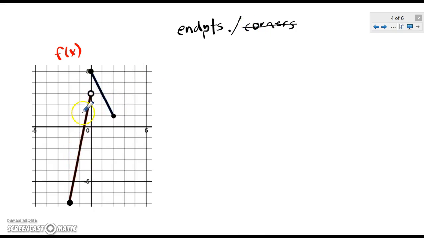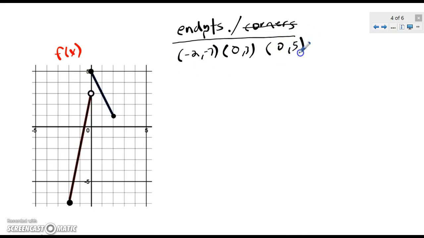We'll identify all the endpoints on the graph and then find the slope of the first subfunction. Our first endpoint is at the point over to the left 2 and down 7, so it's -2, -7. Our next endpoint is at the point where you're standing on the x value of 0, up 3. So 0, 3. Our next endpoint is the point 0, 5. And the last endpoint is 2, 1.